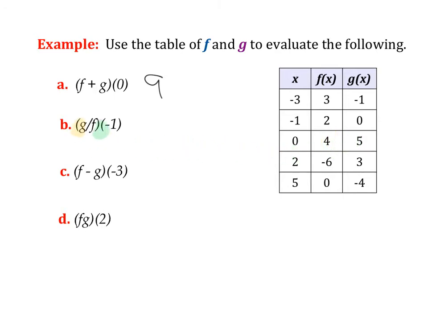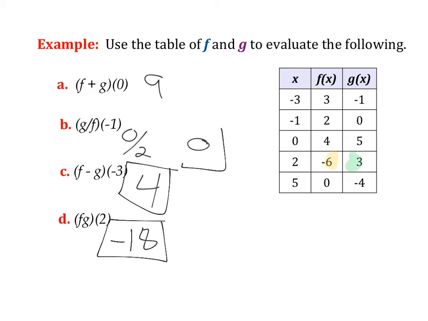Next, if I did g divided by f of negative 1, well, that's giving me 2 and 0. It says g is on top, so 0 divided by 2, that's just 0. F minus g of negative 3. So it's f minus g, so I'm going to take 3 minus negative 1 to get 4. And then lastly, fg, or f times g, of 2. So negative 6 times 3, f times g, is going to give me negative 18.